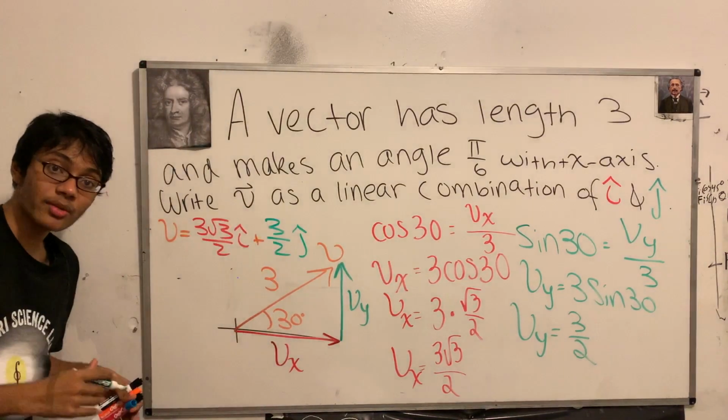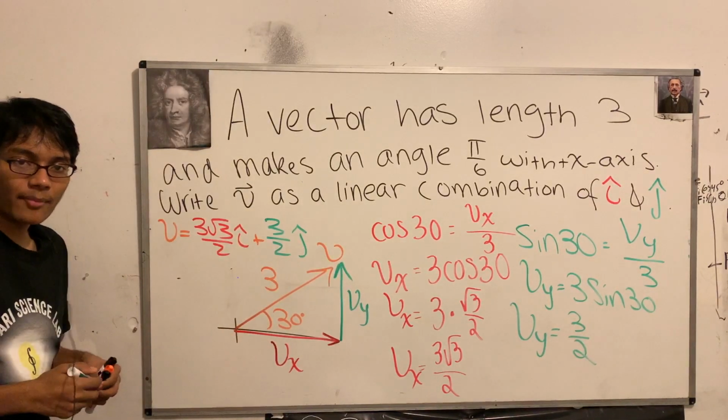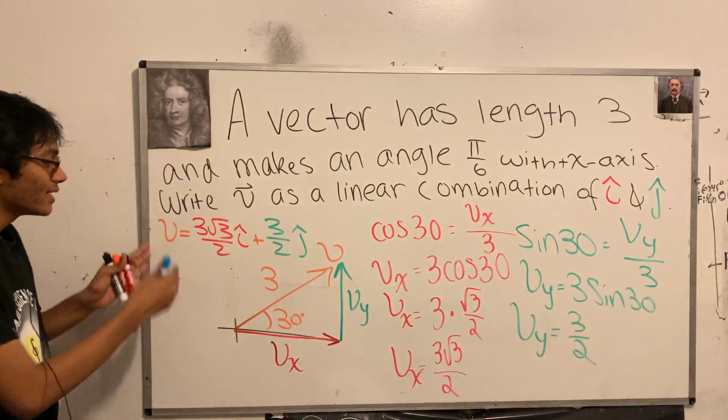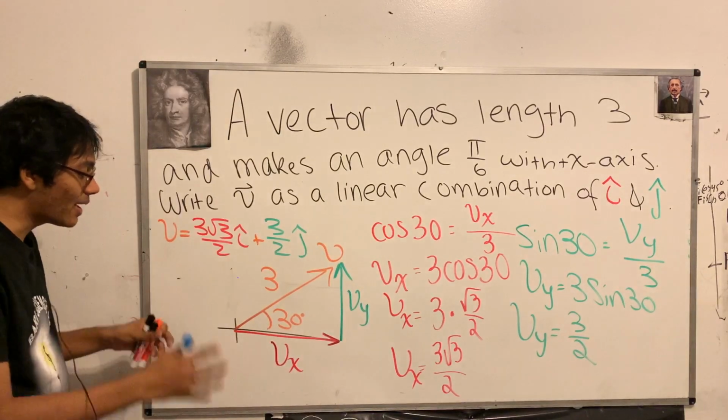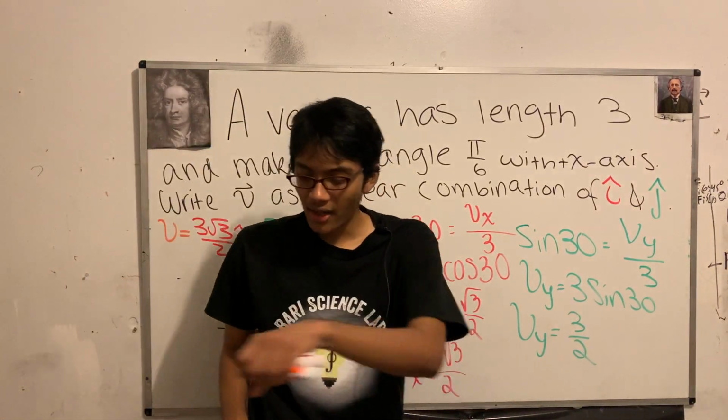And that, ladies and gentlemen, is how you express the vector v over here as a linear combination. And that's how you find the linear combination of a vector just by its magnitude and direction. And we'll check you out in the next lecture of vector calculus.